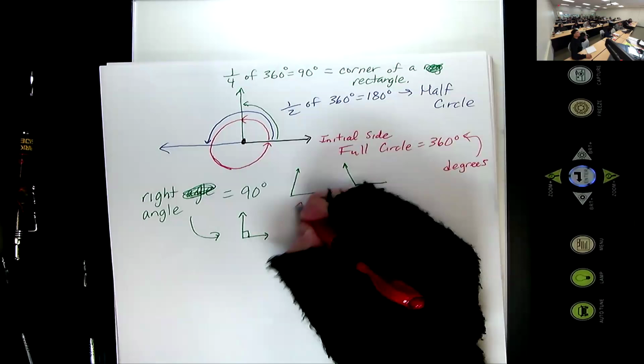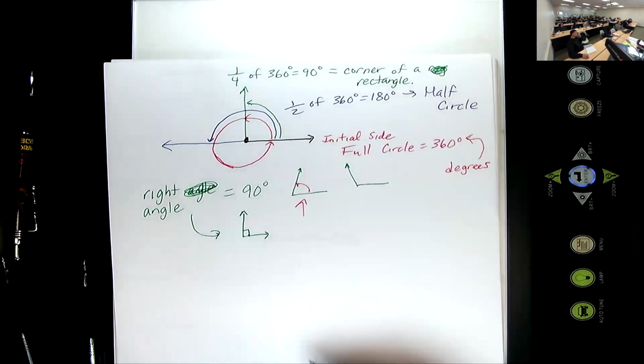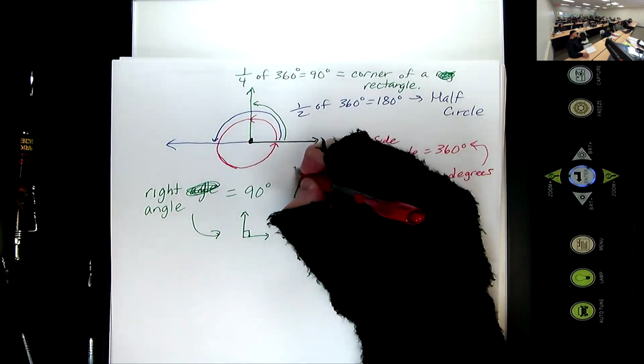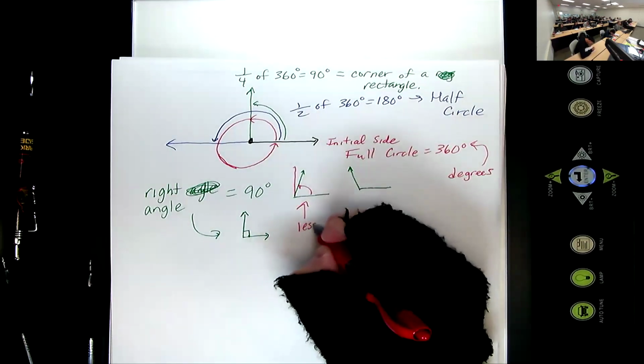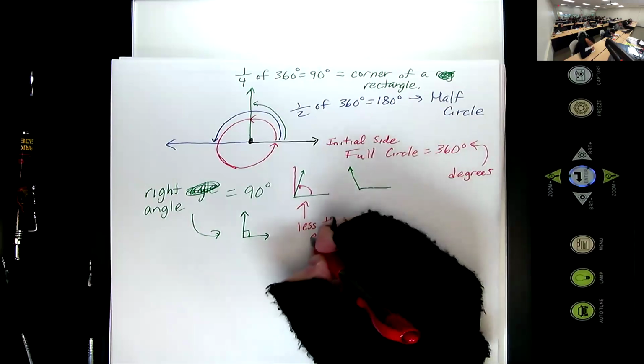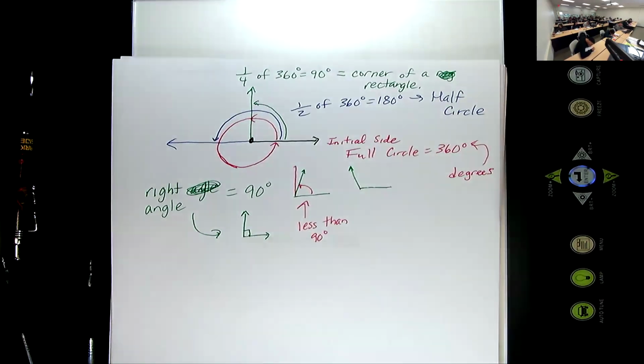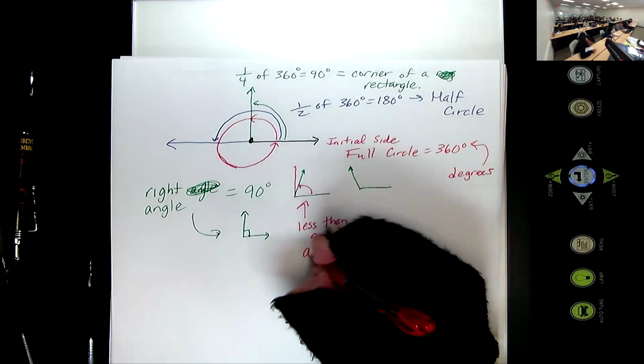This one right here, if I were to do this, it didn't go all the way up. 90 would be all the way up, right? All the way would be 90, so this guy has to be less than 90. It's gotta be less than 90 because it doesn't go the full 90 degrees. We call that an acute angle.